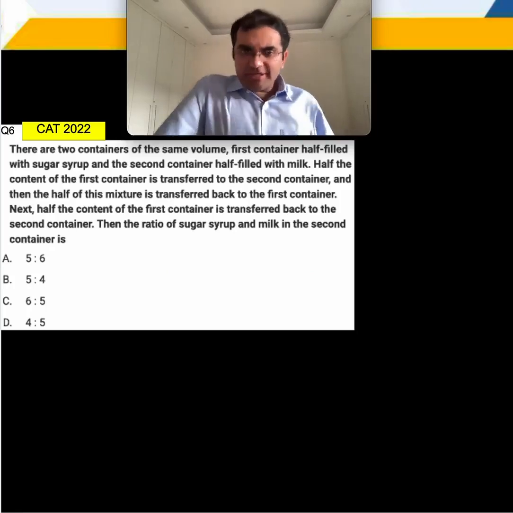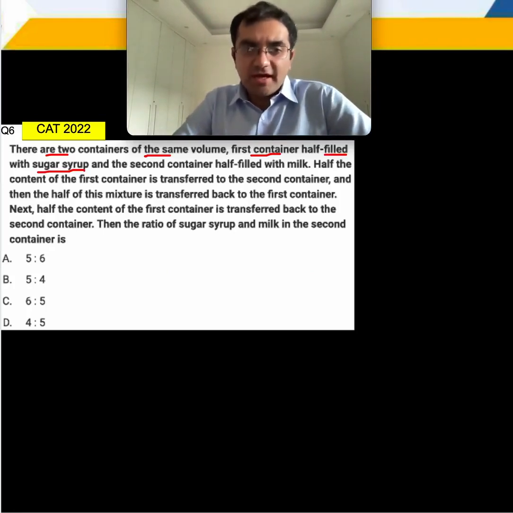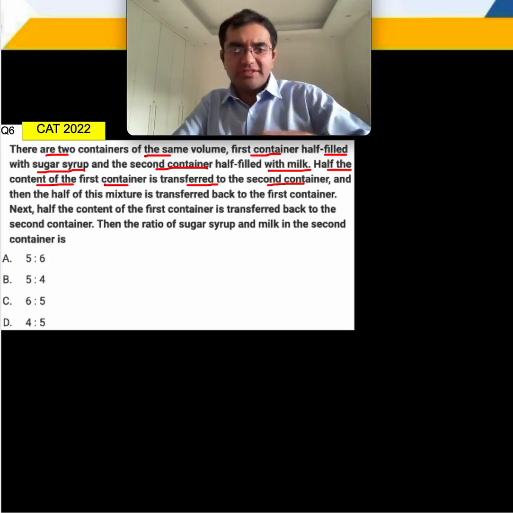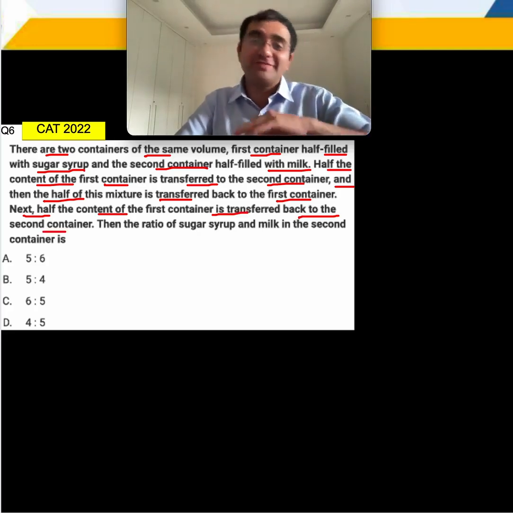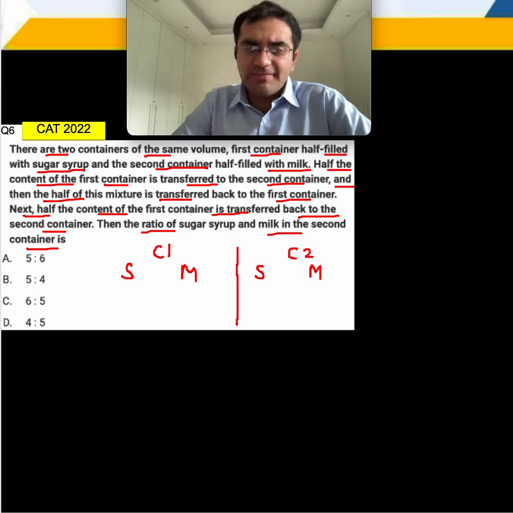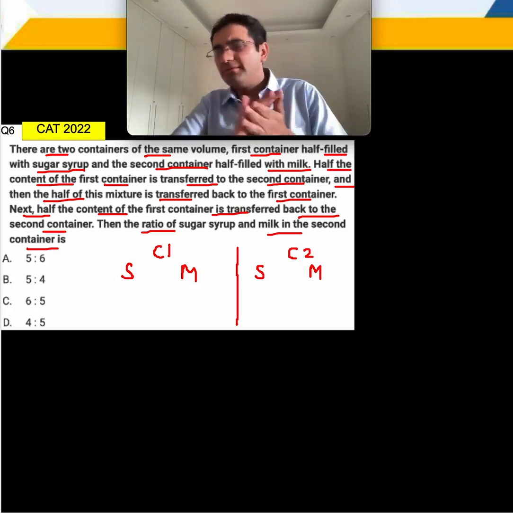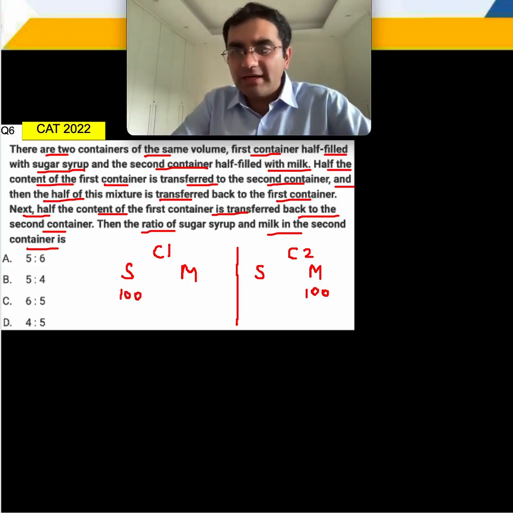This is a question on mixtures. So you have 2 containers of the same volume. First container has half sugar syrup and the second container is half filled with milk. Half of the contents of the first container go to the second, and then half of the second container goes to the first, and then half of first goes to second, and then half of second goes to first. Ratio of sugar to milk in the second container is, let's take 2 containers, दोनों में sugar और milk लगा देते हैं. It's only half filled, doesn't matter half हो या full हो. Sure half है, volume ले लेते हैं, sugar का 100, there's no milk. Second container milk का 100 and there's no sugar. ठीक है. Now the process begins.